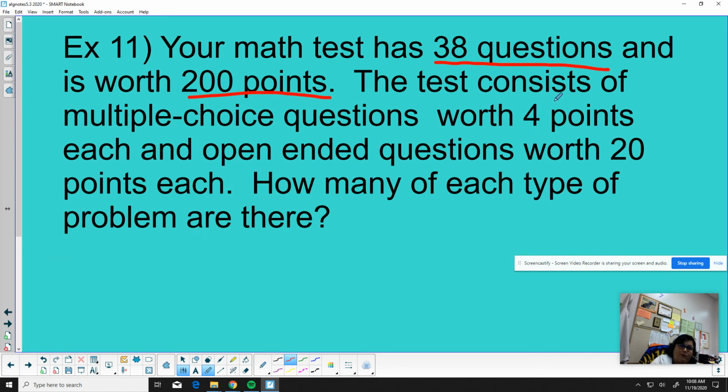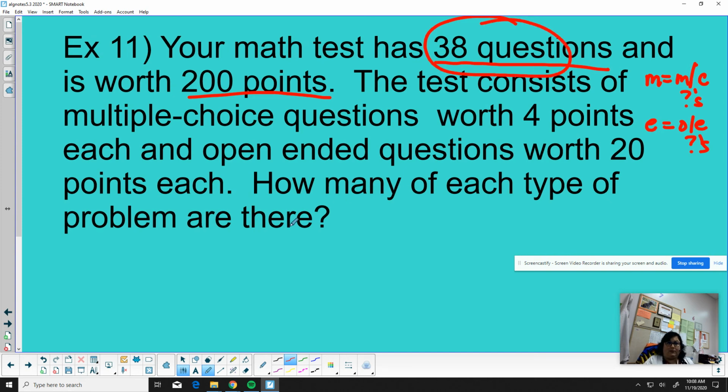So I'm going to make multiple choice M, and open-ended. And I'm not going to make it O because that looks like 0, so I'm going to make it E. E is open-ended questions.